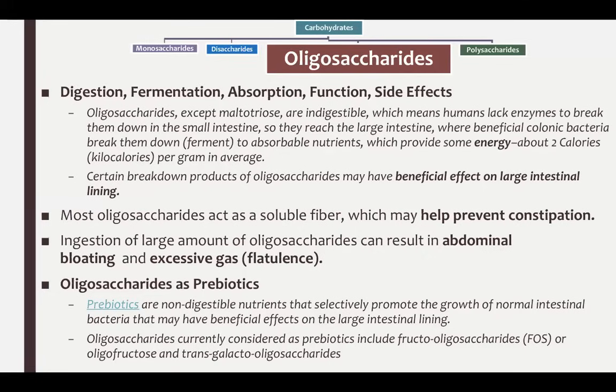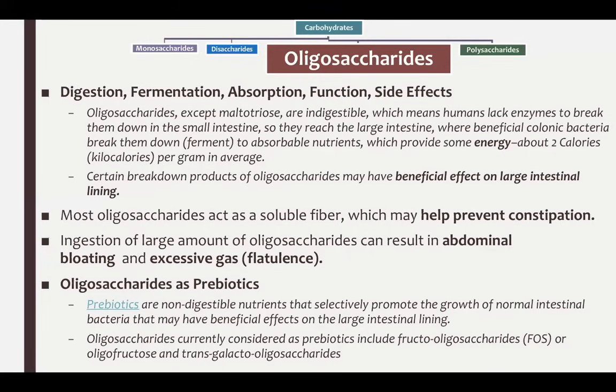That means breaking down oligosaccharides into monosaccharide units. The enzymes required to do this are absent in the small intestine. However, there is one oligosaccharide called maltotriose, which means three glucose molecules. Other oligosaccharides generally reach the large intestine, where they are fermented by bacteria.